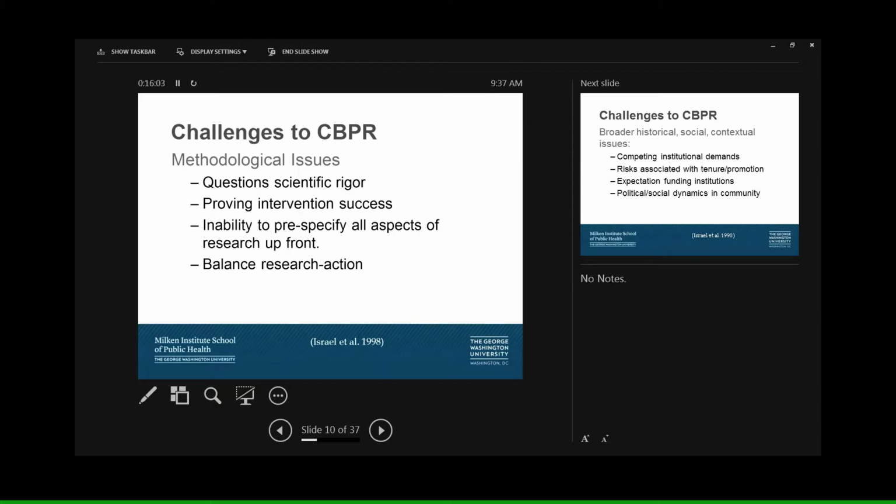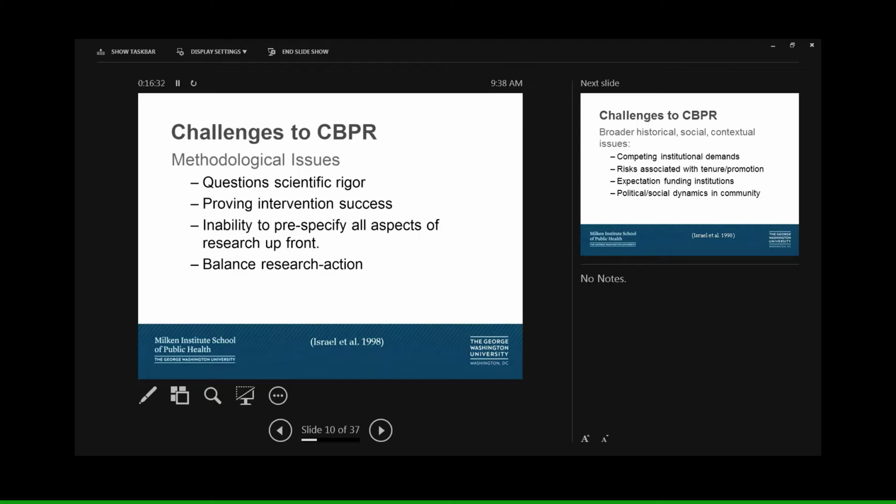There's an inability to pre-specify all the aspects of the research up front, and that's inherent to the design of CBPR. But how do you obtain funds if you're unable to pre-specify exactly what you're going to be doing before you actually form these partnerships? You wait to have those partnerships, but then it's a catch-22. How do you start establishing these partnerships without funds or with limited funds?